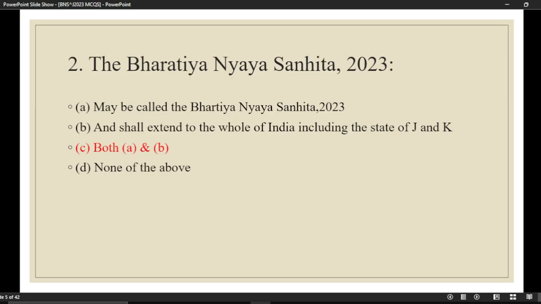As you all know, after the Jammu and Kashmir State Reorganization Act 2019, when it was IPC, that is Indian Penal Code, it was included. State of Jammu and Kashmir was also included in the definition of India.